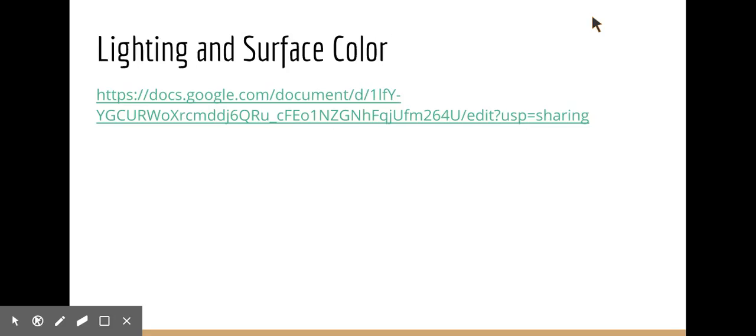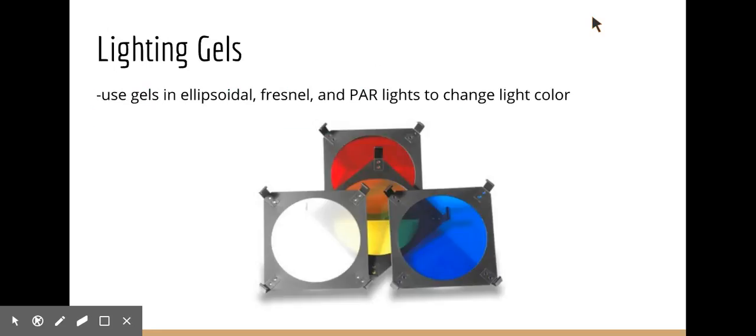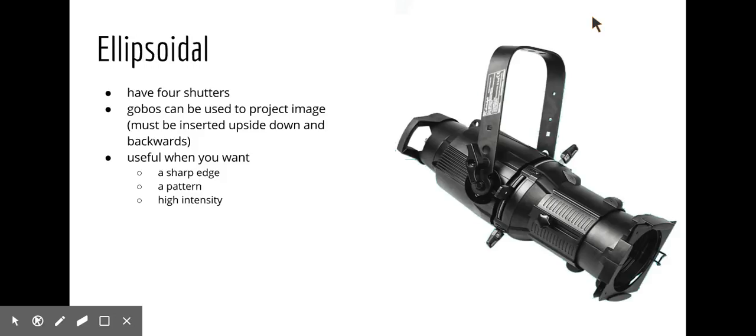Okay, so this is that document that I showed you that you can find on Canvas, that lighting and surface color. That's going to be really essential when you're designing lights. Okay, next thing we're going to talk about are lighting gels. You can use gels in ellipsoidals and par lights to change the light color. So this is an ellipsoidal light. It has 4 shutters. Gobos can be used to project an image.